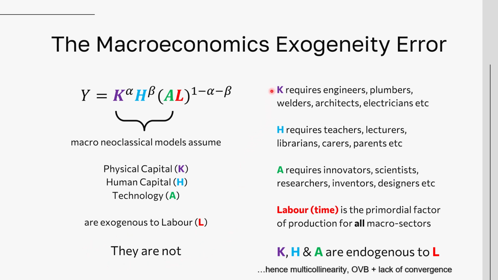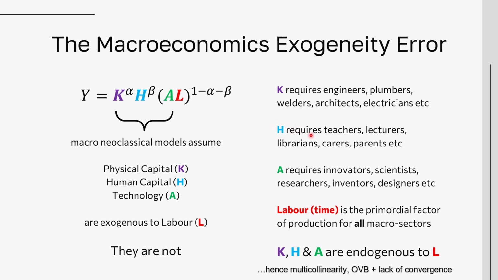Physical capital, the production of things like office buildings, roads, and other such infrastructure, requires workers allocated to that production cycle. So you need engineers, plumbers, welders, architects, electricians, and the like. The same applies to human capital, which effectively estimates the efficacy of the economic agent in production, how endowed they are with various factors at a human level.